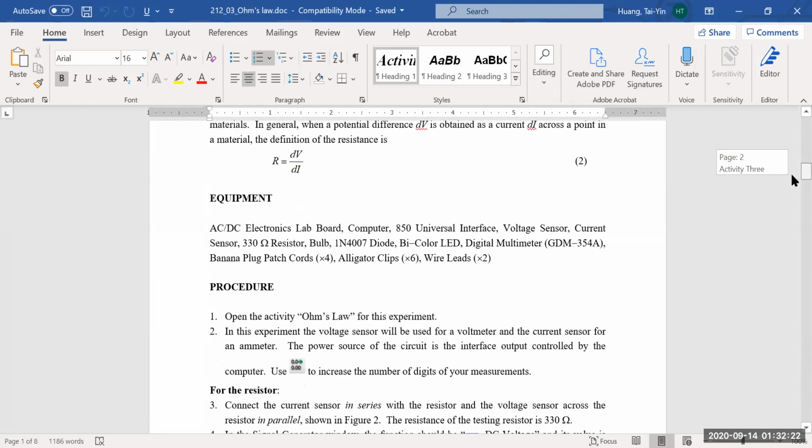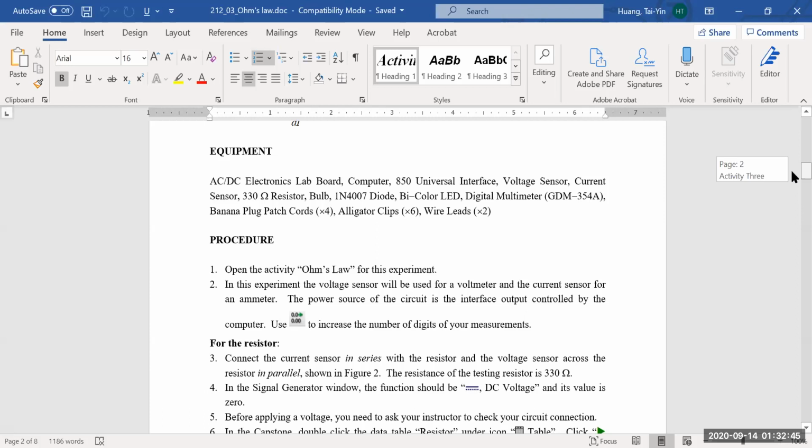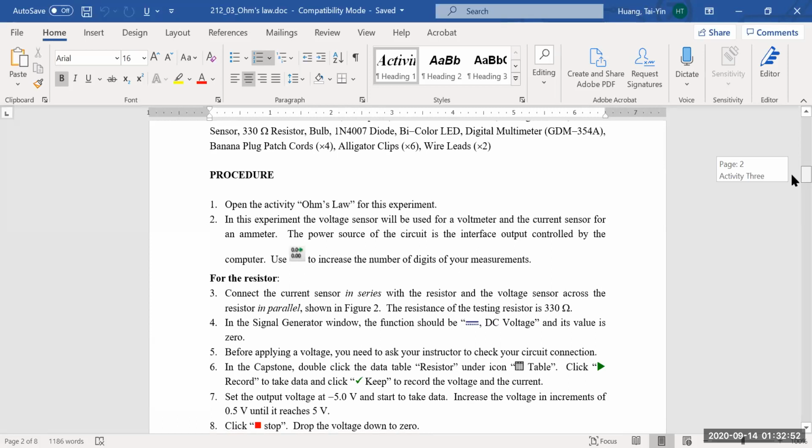Okay, so you'll be given 4 different materials. One is a commercially available resistor that has a resistance value of 330 ohms. You'll be given a light bulb, a diode, and also the bicolor LED, and then you're going to construct your circuit and provide a voltage to the electronic devices, and then you measure current through a device and voltage across the device. Based on the data that you gather, you can plot voltage versus current in order to determine whether that material obeys Ohm's law, is ohmic or non-ohmic, and if it is ohmic, what the resistance is.